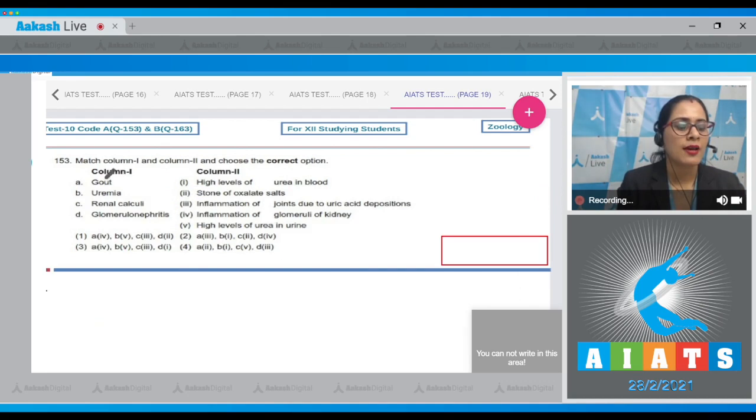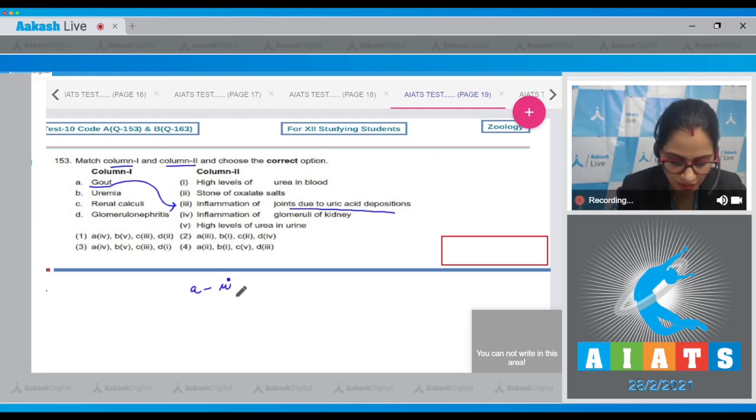Question number 153. Match column 1 and column 2 and choose the correct option. In column 1, the very first option is gout, and gout is inflammation of joints due to uric acid accumulation or depositions. So A in column 1 matches with third option in column 2. The second option in column 1 is uremia, and uremia is high level of urea in blood. So B matches with the first option in column 2. Third option is renal calculi, and renal calculi are stone of oxalate salts. So C in column 1 matches with second option in column 2.